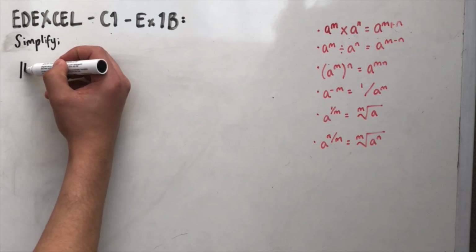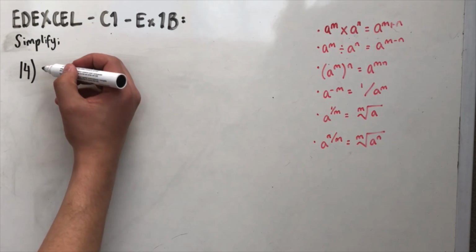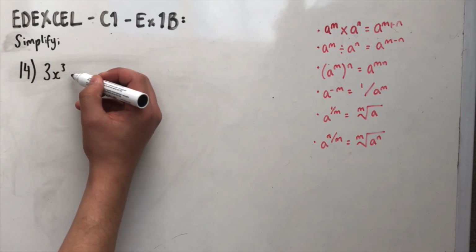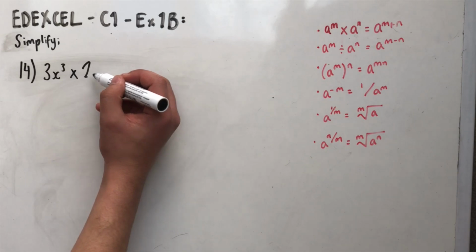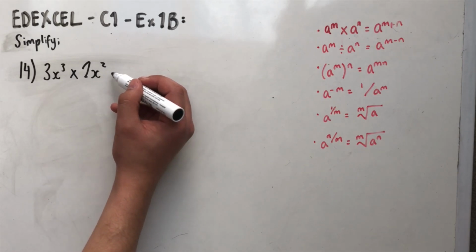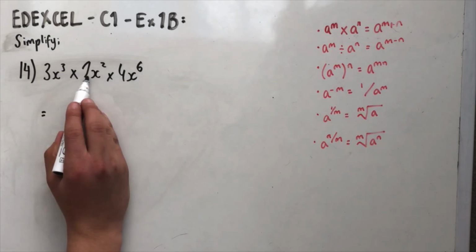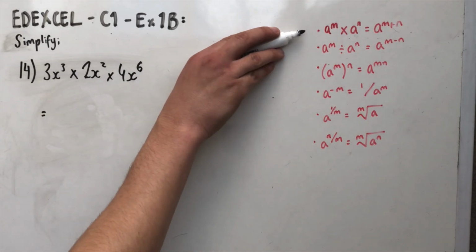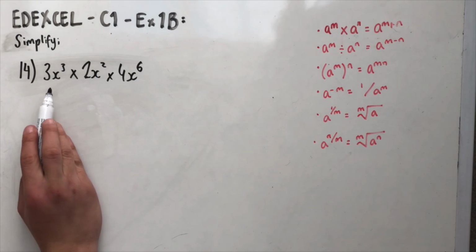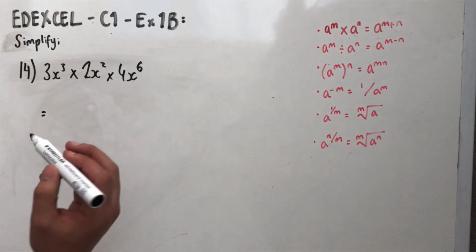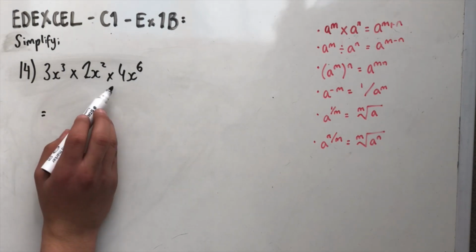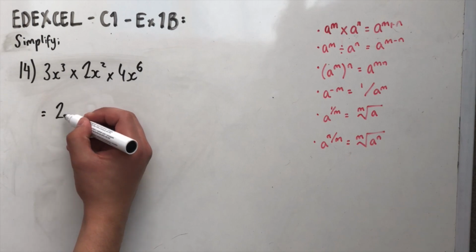Question 14, we have 3x cubed times 2x squared times 4x to the power of 6. Now with this it looks like we have 3 sections here, but we treat it in exactly the same way. You could do this by dealing with the 3x cubed times the 2x squared first and then timesing it all by 4x to the power of 6, which is a viable way to do it, and I'd recommend doing that in an exam because you're less likely to make a mistake. However, I'm just going to do them all in one go.